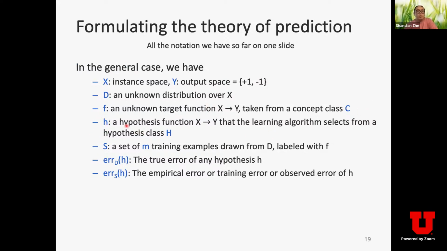And we use small h to represent a hypothesis function. This hypothesis is found by our learning algorithm, searching from the hypothesis space or hypothesis class big H. And we use big S to represent a set of M training examples, which are drawn from the data distribution D, and the labels are labeled by f. Also we define two very important fundamental concepts: the true error or generalization error for any hypothesis h, and the empirical error or the training error. Sometimes people also call it observation error. That is, if you use h to predict the labels on the training set, what is the error?